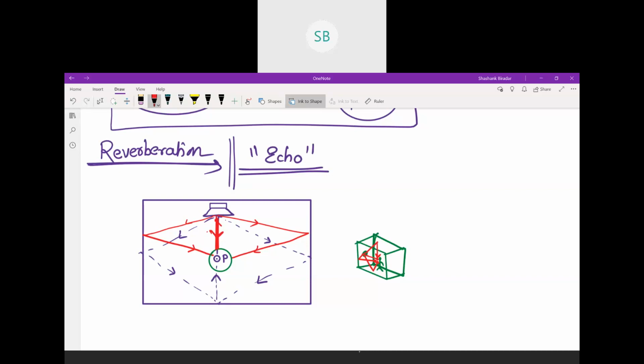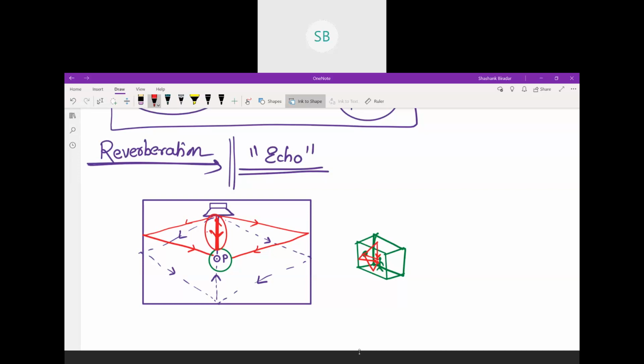Okay, so therefore the reflected waves will always reach the person after some delay. Obviously this wave is coming faster and others are delayed, right? So what can we say, how do we consider all these parameters to design the reverberation?